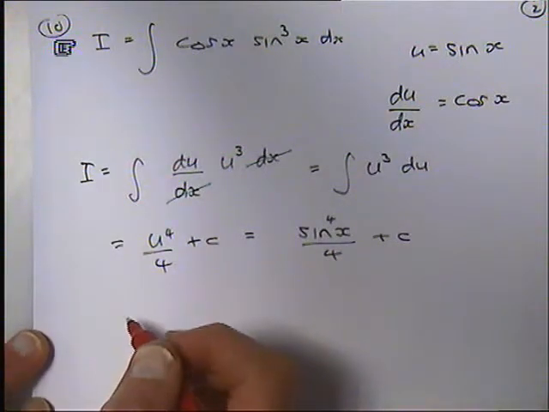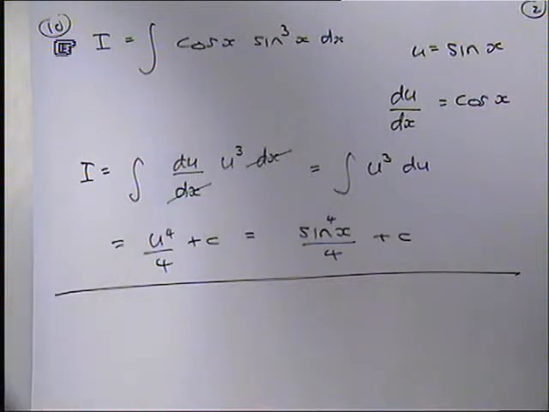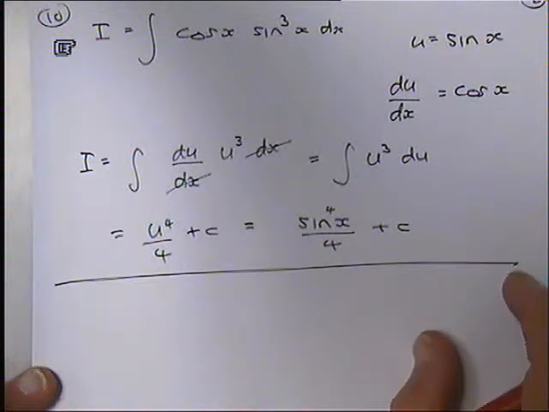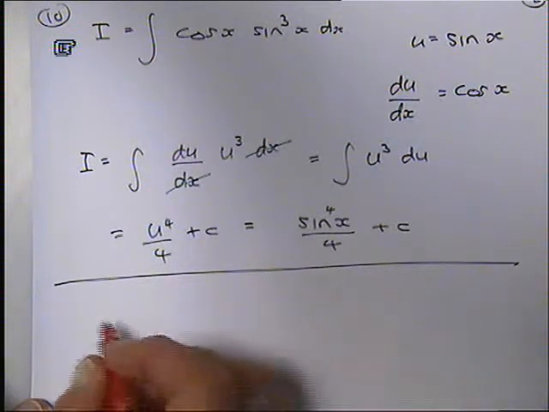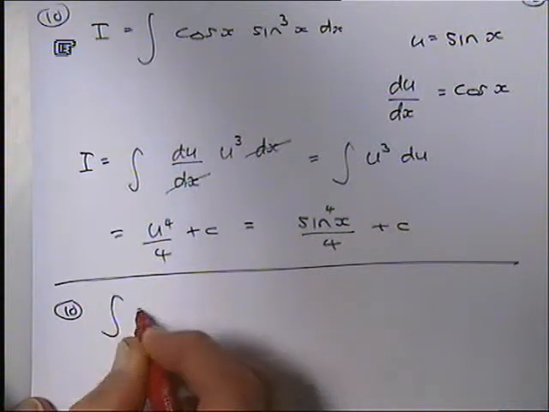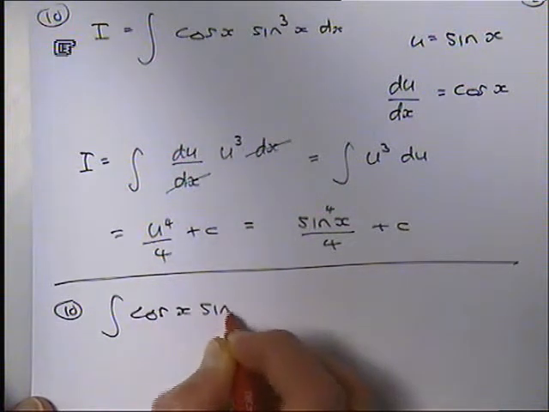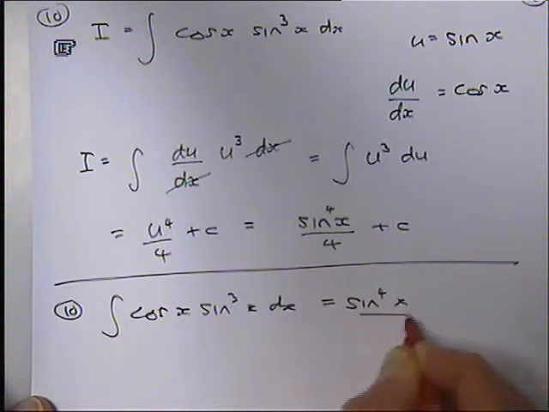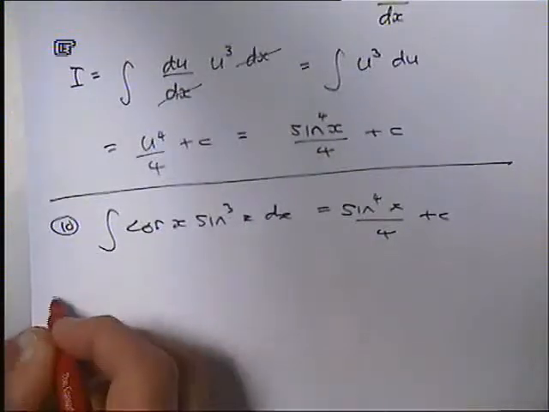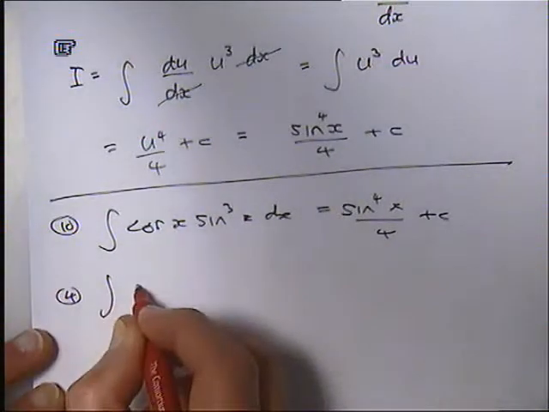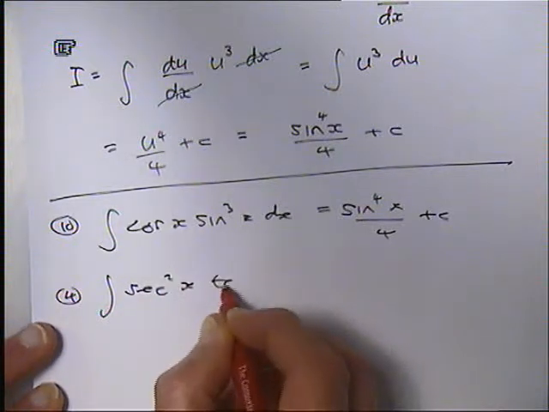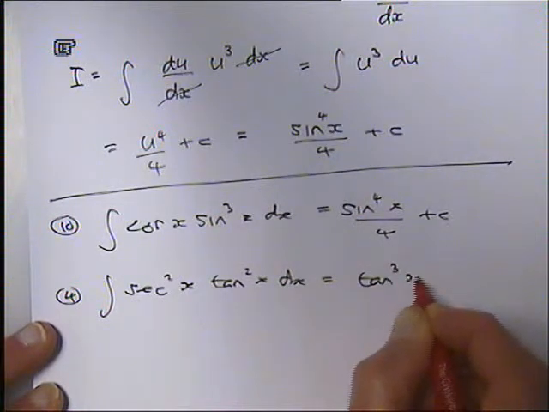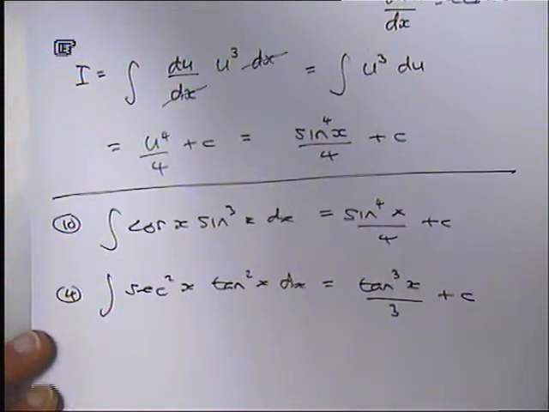Now I said earlier on, we're hoping we'll get another red box rule from this. What I'm going to do now is write down question 10's question and solution, and question 4's question and solution. So question 10 was this: the integral of cos x times sine cubed x, and the answer was sine x to the power of 4 over 4 plus c. The other one we had like this was number 4, which was sec squared x tan squared x dx, which was tan cubed x over 3 plus c.